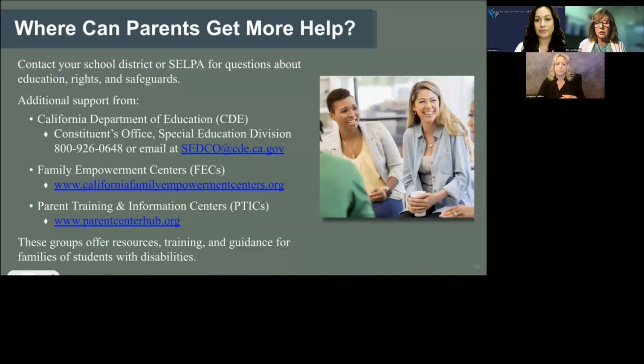You can contact your school district or your special education local plan area for questions about your student's education, your rights as a parent, and your procedural safeguards. You can also get additional support from the California Department of Education Constituents Office in the Special Education Division. The phone number and the email both appear on your screen.